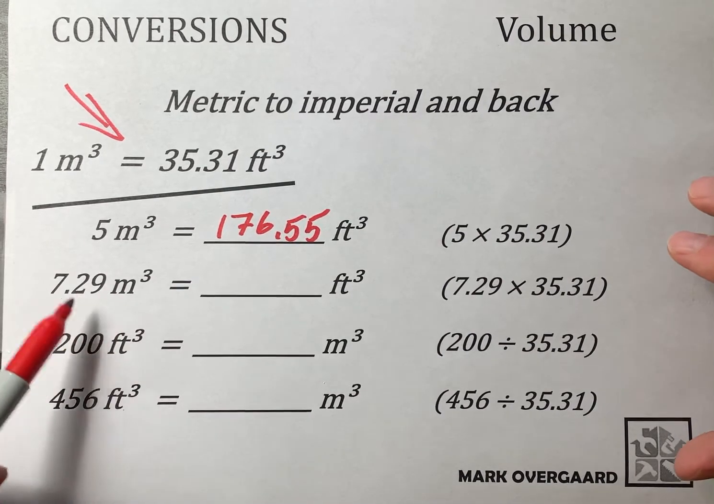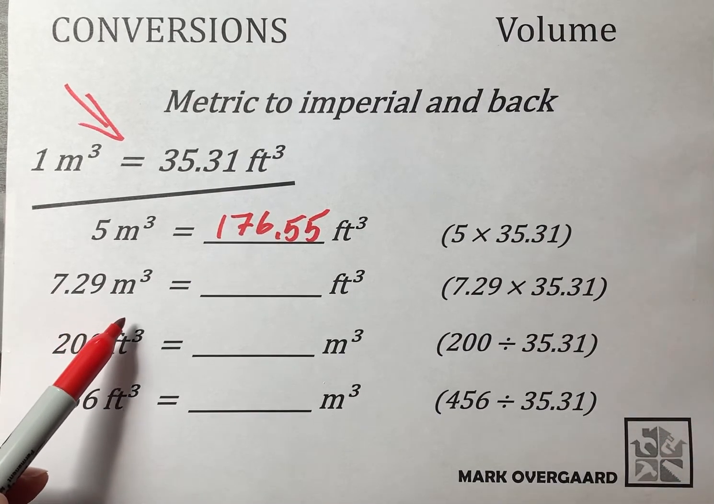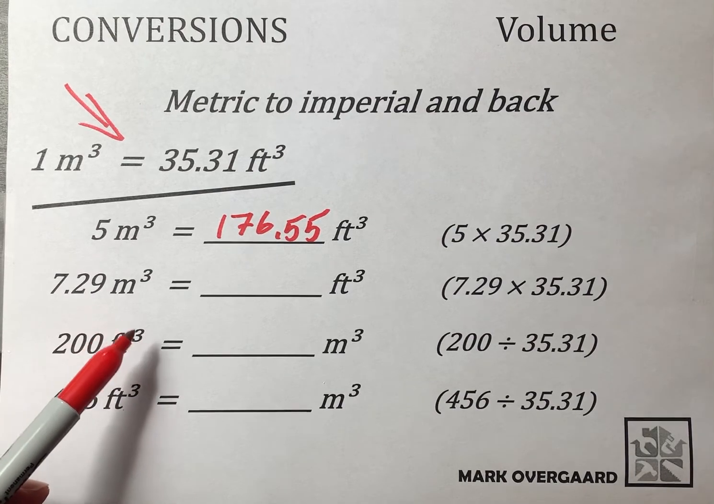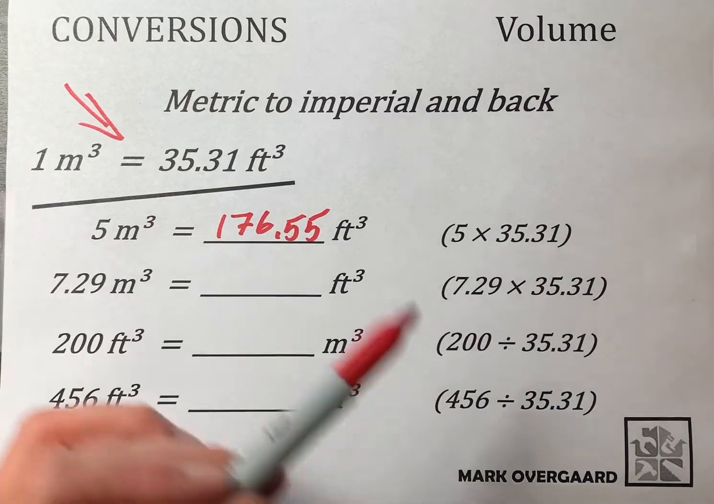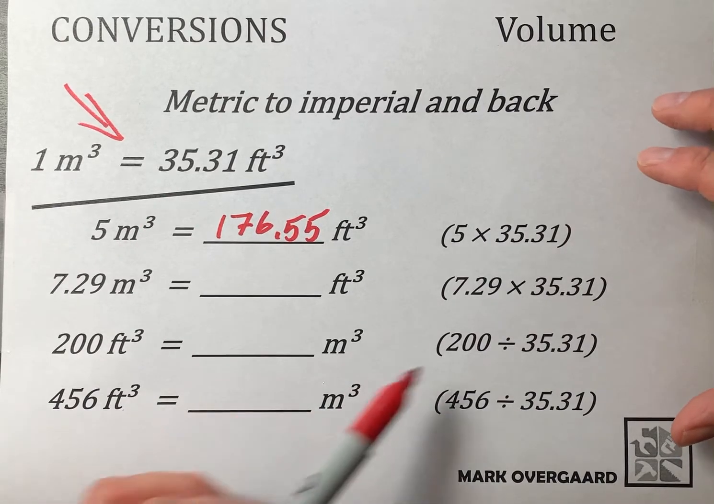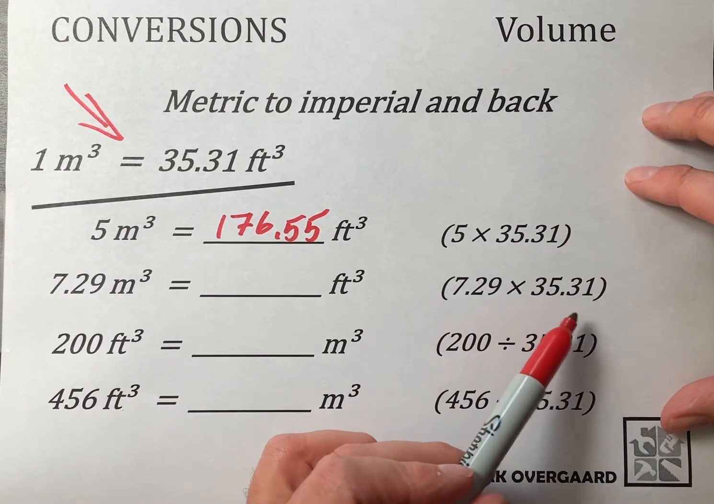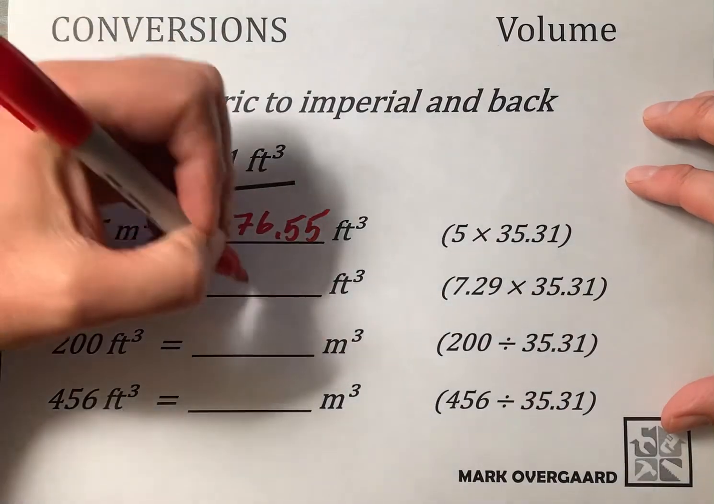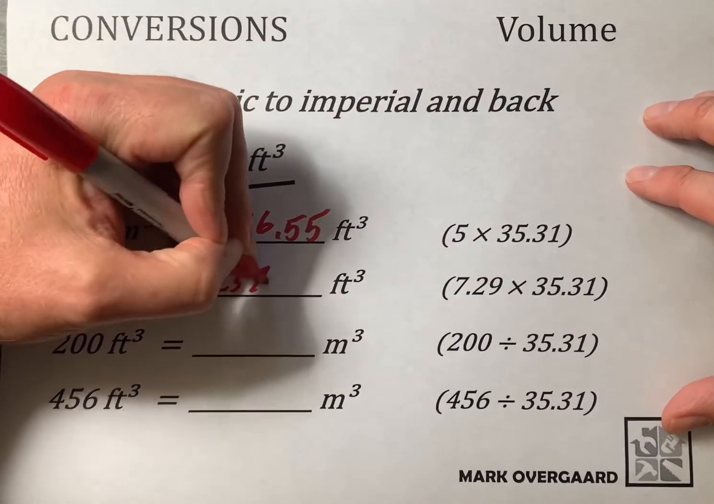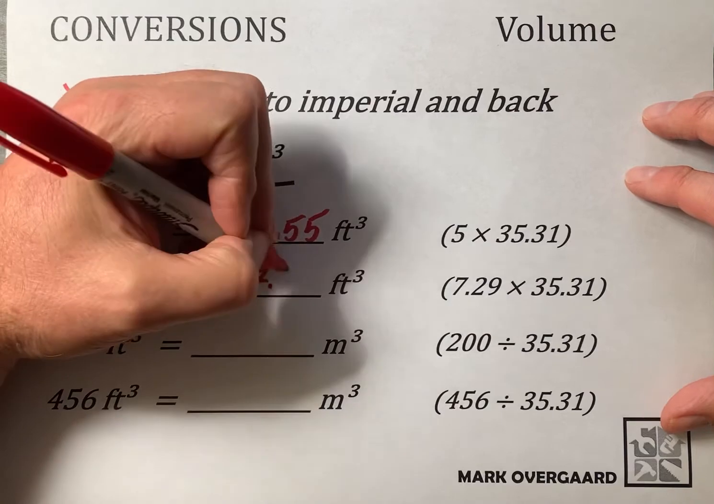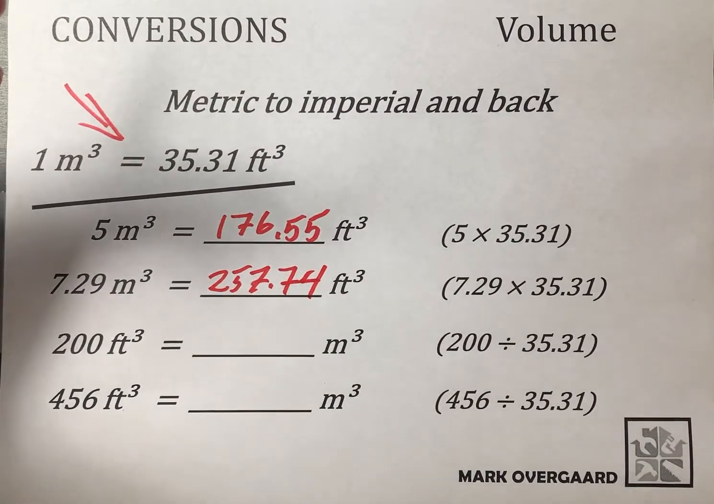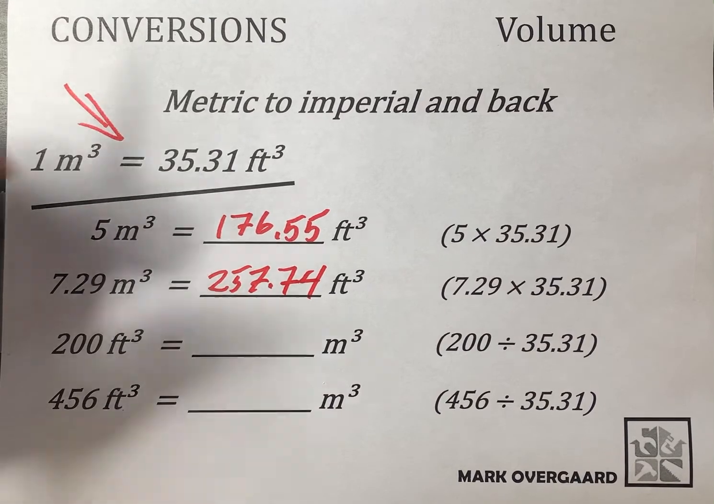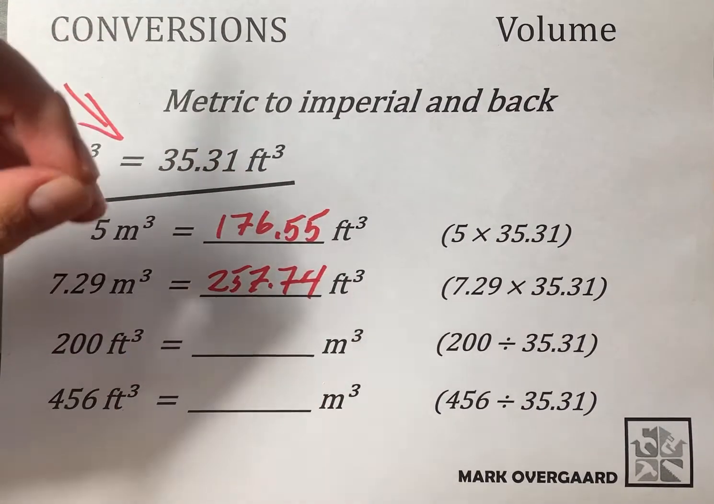In this, if we have 7.29, and we have 35.31 cubic feet in every cubic meter, we're gonna end up with more cubic feet. So we go 7.29 times 35.31, and we get 257.74. And that makes sense. Okay, there's more cubic feet because they're smaller.